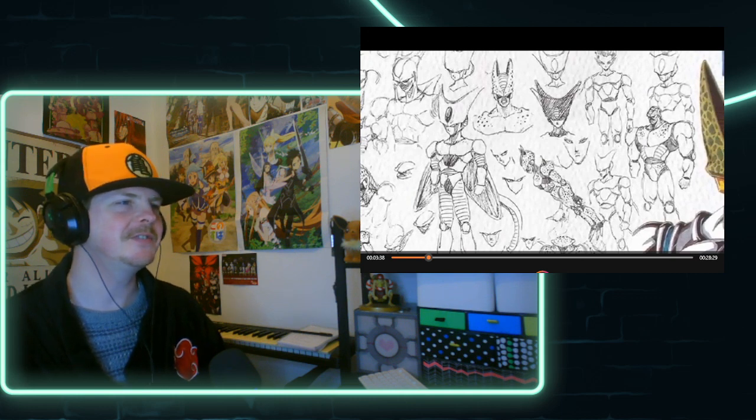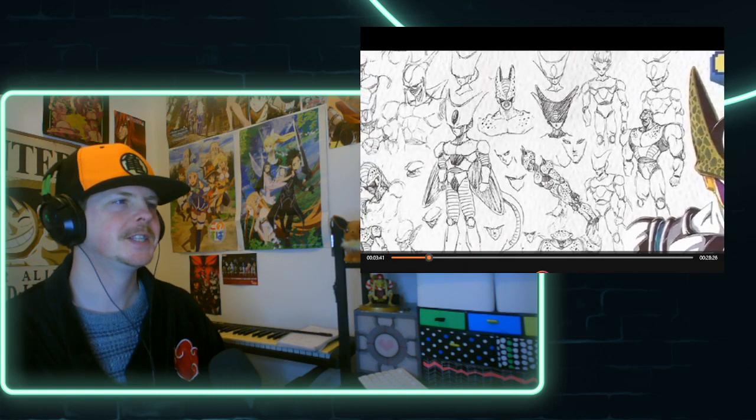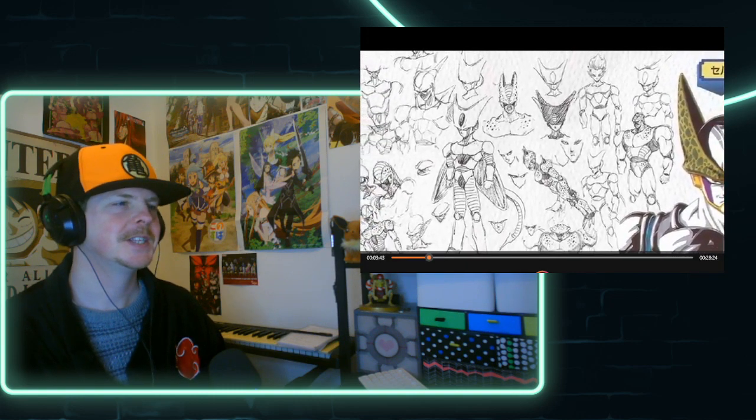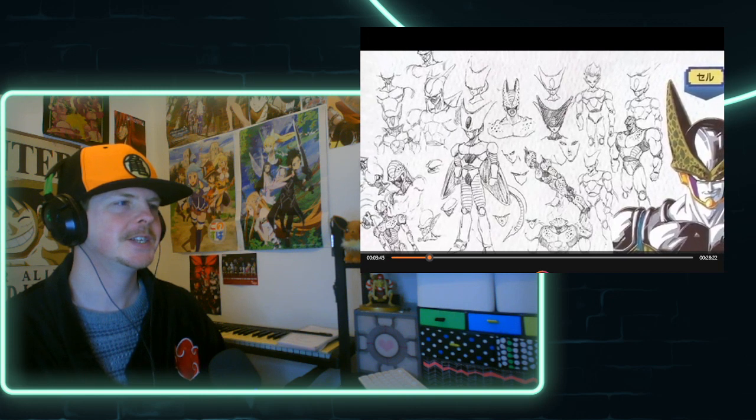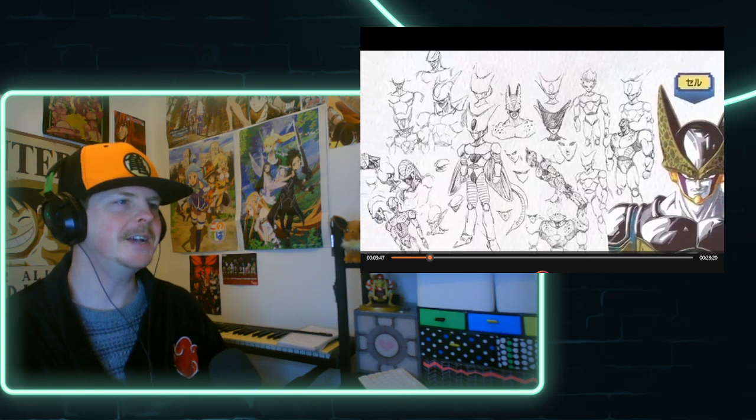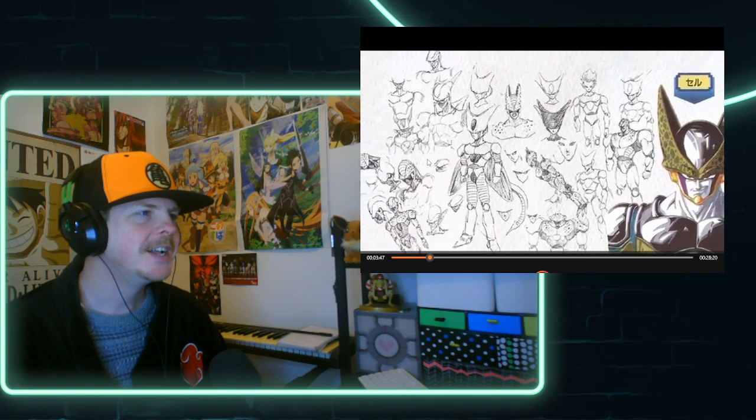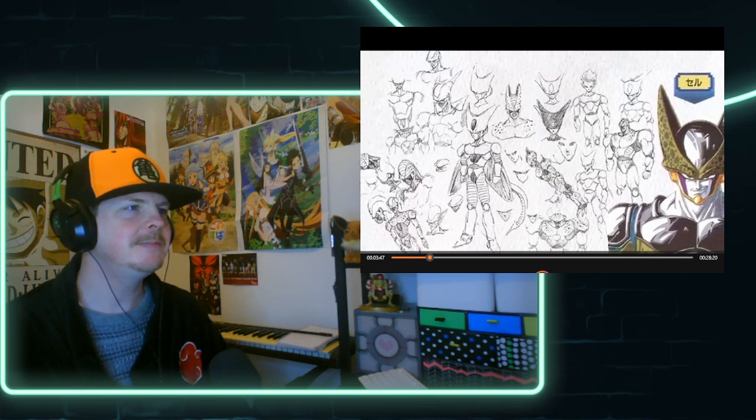Whoa, that's lots of different designs. That's so cool. In issue 4, we find there are numerous doodles from Toriyama of concept art of how he wanted Cell to look in his various forms. Damn, they're so cool. I like that one. But it seems a bit not quite Dragon Ball-esque, doesn't it? Oh, and there's one with hair.